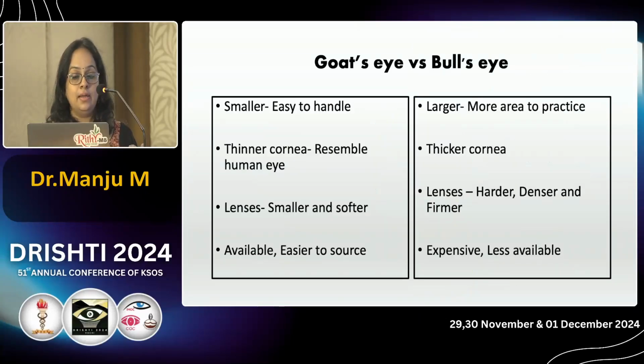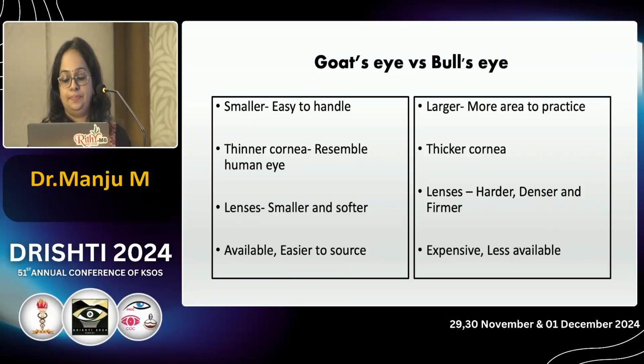A few differences: goat's eye is a smaller eye and easy to handle, a little more similar to the human eye. Bull's eye is larger and needs more area to practice and to fix. Goat's eyes have thinner corneas, the other has thicker corneas. Lenses are smaller and softer in goat's eye, and the bull's eye lenses are harder and denser. There is easier availability of goat's eye than bull's eye. But if you want to practice tunnel making, bull's eye may be better than the goat's eye.